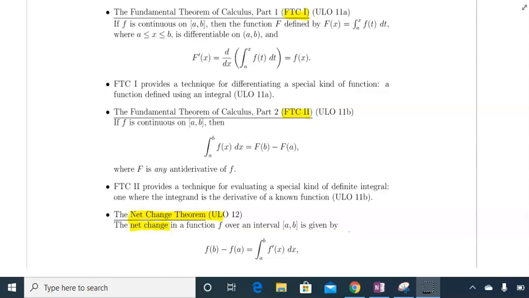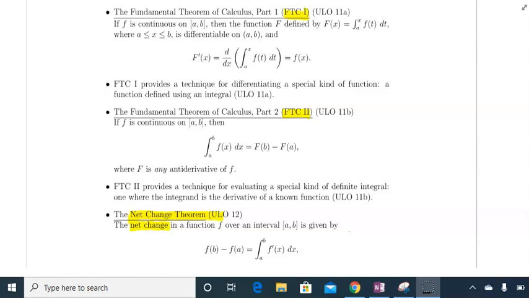If f is continuous on the closed interval [a, b], then the function uppercase F defined by uppercase F of x equals the integral from a to x of f of t dt, where x is greater than or equal to a but less than or equal to b, is differentiable on the open interval (a, b), and uppercase F prime of x, which is d/dx of the integral from a to x of f of t dt, is equal to f of x.